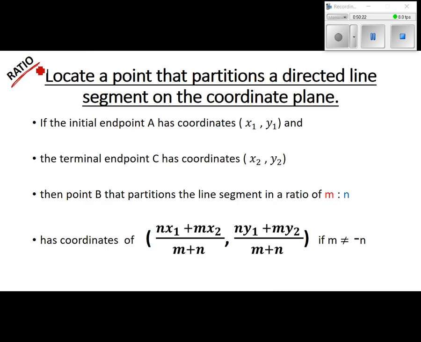If we're doing a ratio, fill in what you need to fill in on this one. Same idea. So ratio one.